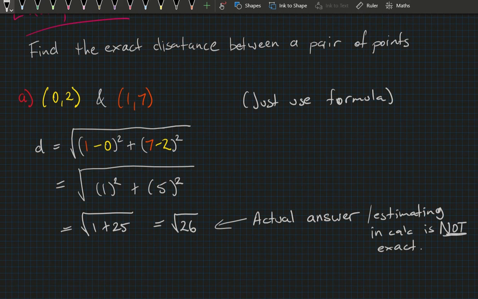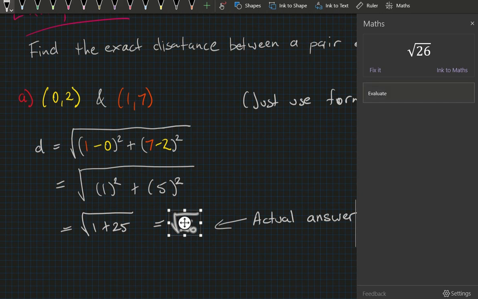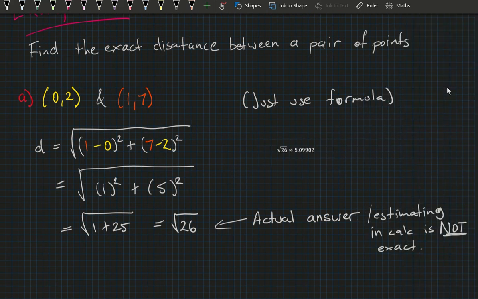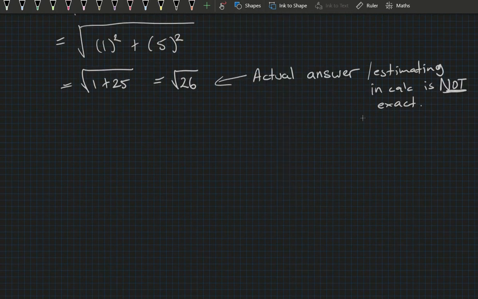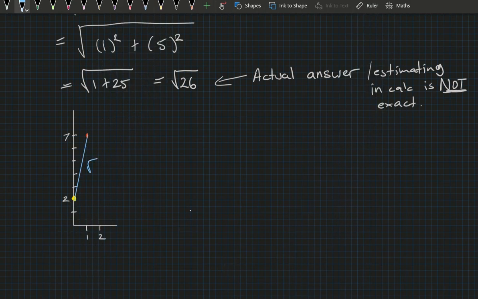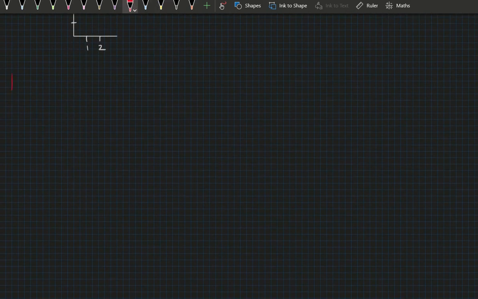Let's use the magic of OneNote to find out by using the maths function. Now selecting an action, the only action there is to evaluate, so let's choose that. And now I can drag this onto the page. Okay, so yes, as you can see, the square root of 26 is close to 5. So let me just quickly draw what this would look like in a graph with the L-shaped axes. So I know that the length of that blue line is the square root of 26. Okay, let's move on to part B.